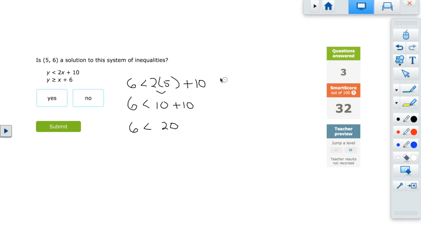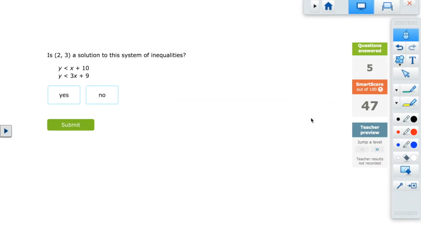6 is less than 20, so now I'm going to try it in the second one. I got 6 is greater than or equal to 5 for x plus 6. Is 6 greater than or equal to 11? No, 11 is greater than 6, so this inequality should be facing the other way, so this answer is no. Next one.